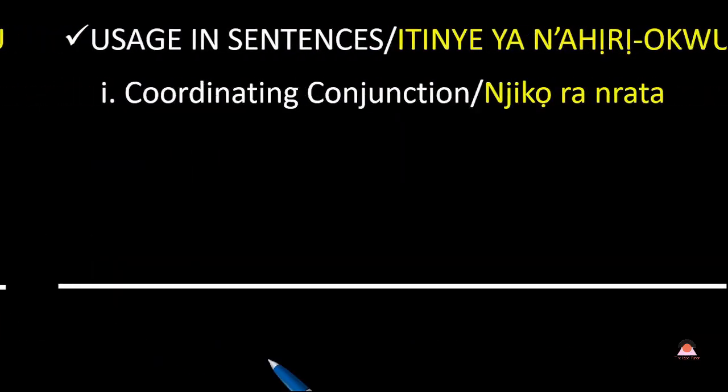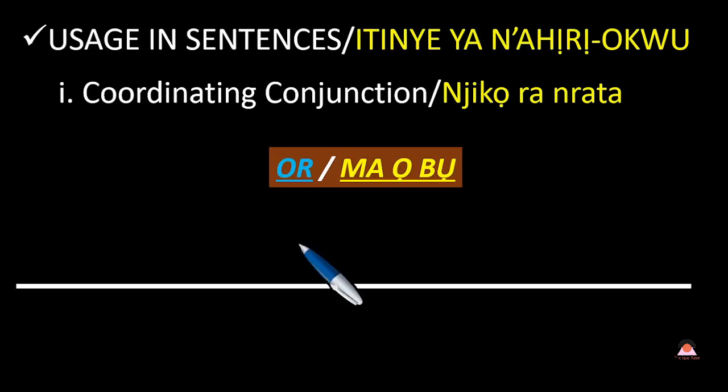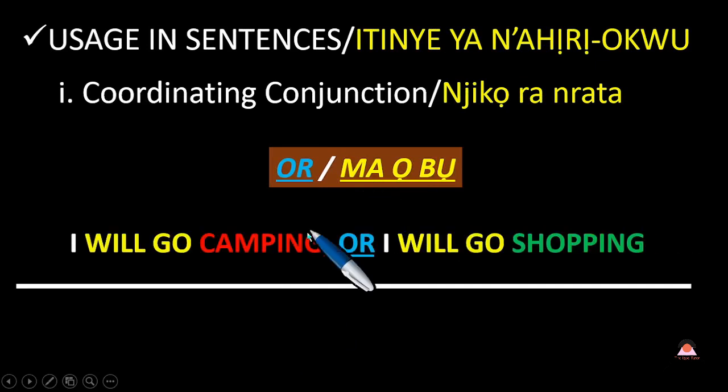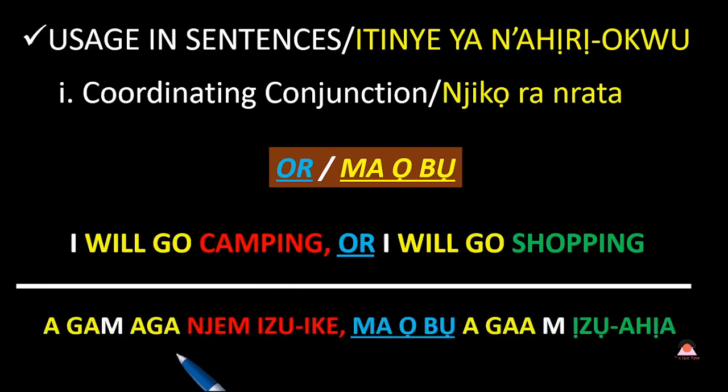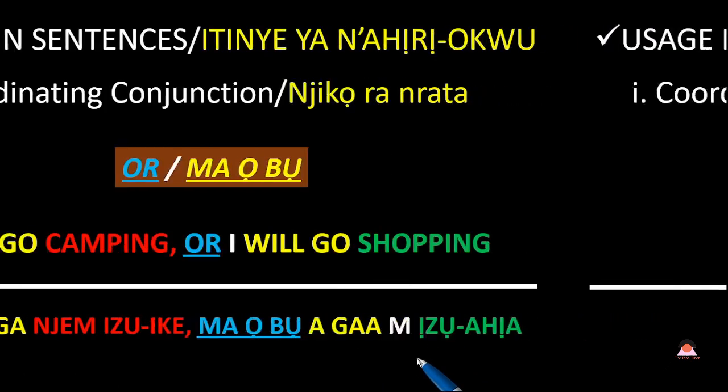Let's do that as we go back to class. Okay, we'll move on to the next example, and that is or. In Igbo, it means maọbụ. Let's look at sentence usage. I will go camping or I will go shopping. Let's see the Igbo version. Aga m aga njem izu ike maọbụ aga m ịzụ ahịa. Remember, or maọbụ. That is the conjunction.